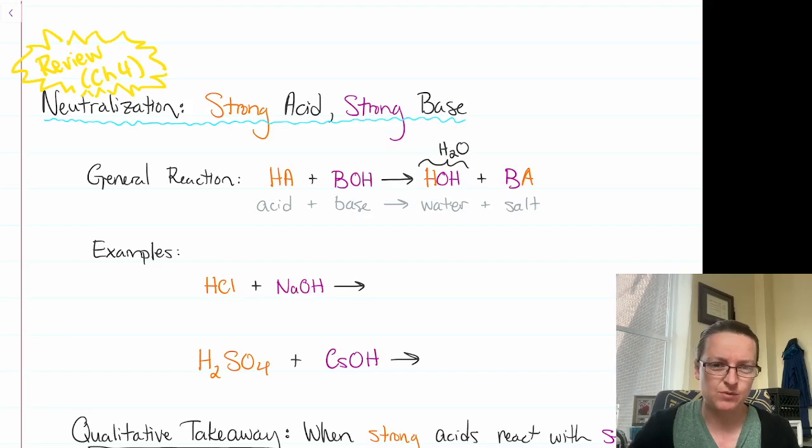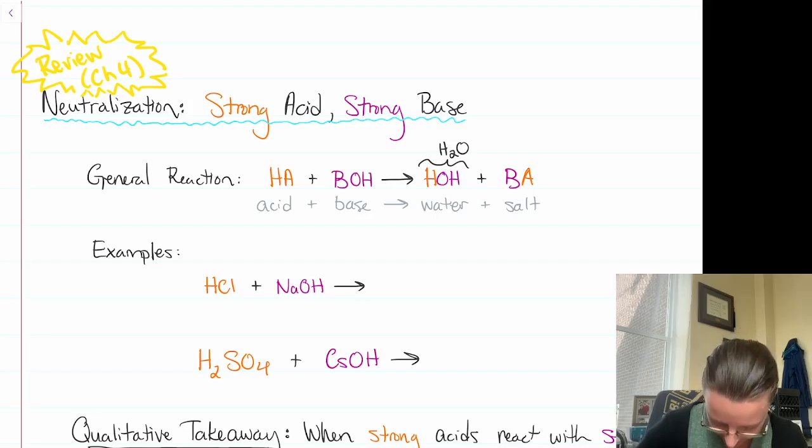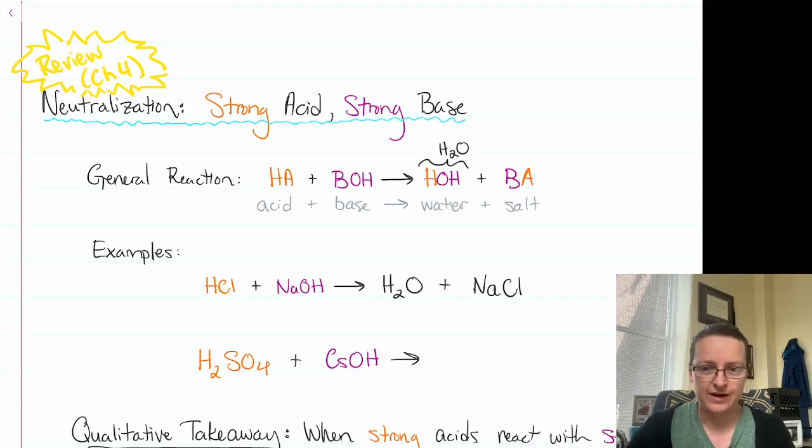So our first example, we've got HCl plus sodium hydroxide. That means that chloride is our anion, sodium is our cation, and so that's going to give us products that are always water, plus, in this case, our salt is going to be sodium chloride.